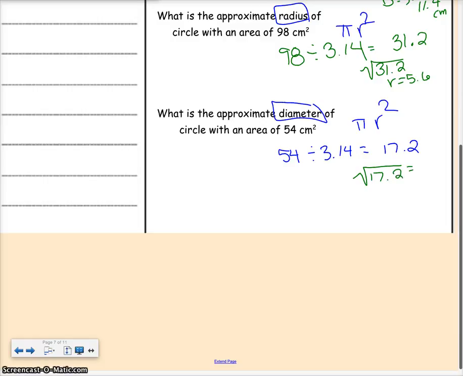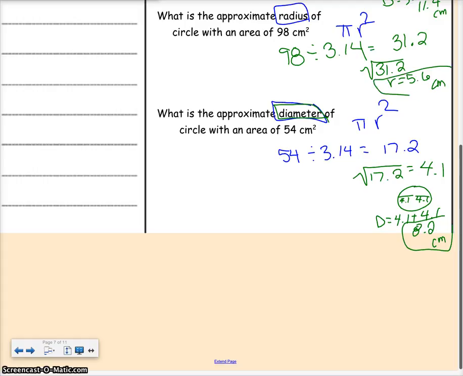And that is 4.1. But then my eyes look back. What did they want me to find? They wanted me to find diameter. So I have my radius. That means I need to double it for my diameter. So my diameter is 4.1 plus 4.1, 8.2 centimeters. And I forgot to label that one too. There you go. That's how you do area.